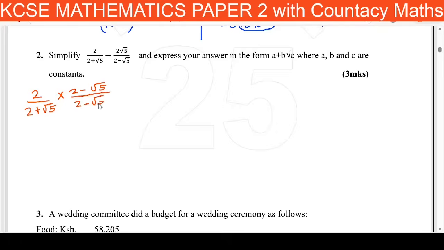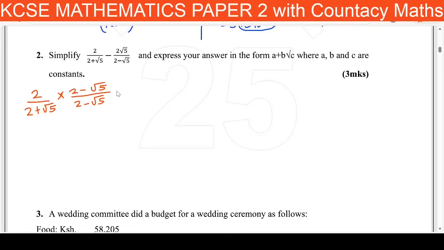And it's important to understand why we are doing this. We are multiplying by 2 minus root 5 divided by 2 minus root 5 because this is like multiplying by 1. And when you multiply something by 1, it doesn't change the value of that number. Therefore, we are not changing the value of this number. We are only converting it from one form to another.